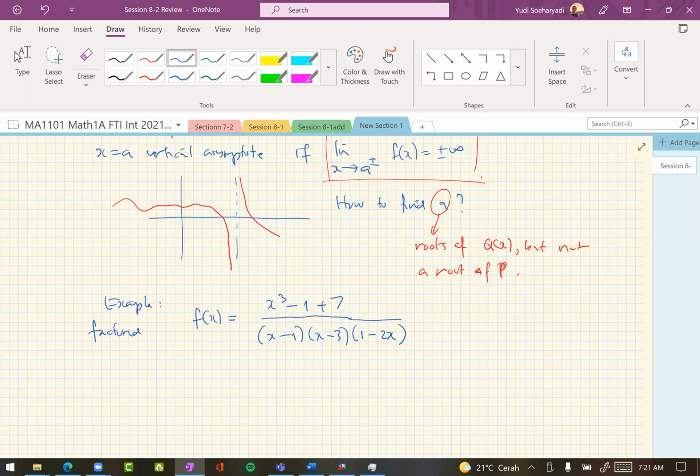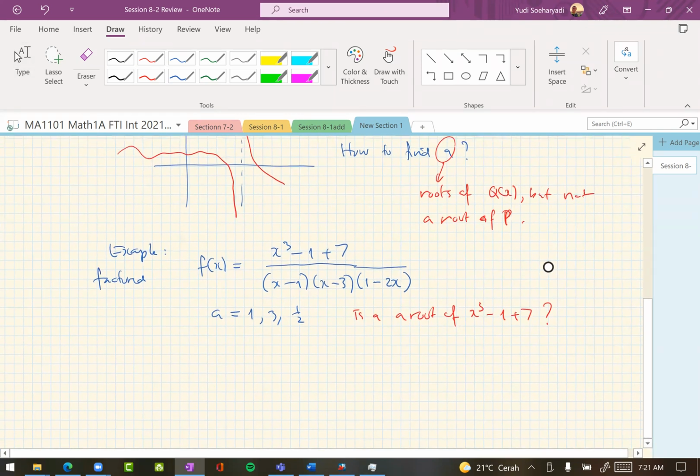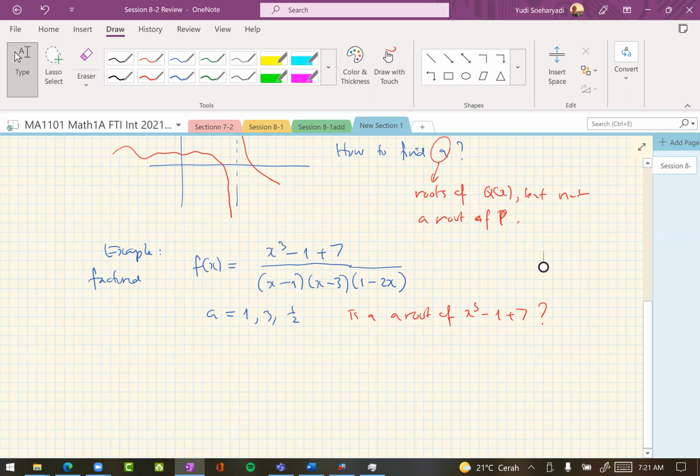All right. You see that our candidate for the asymptotes is these three numbers here. A is from here: this is 1, this is 3, and from here, this is 1/2. Now the question is, if yes, then you can simplify, you can cancel some power. But if not, then that's all the asymptotes.